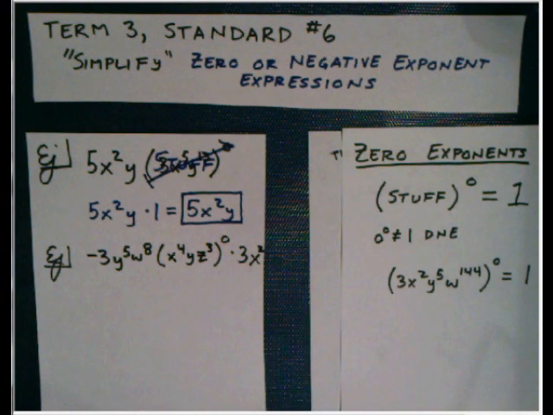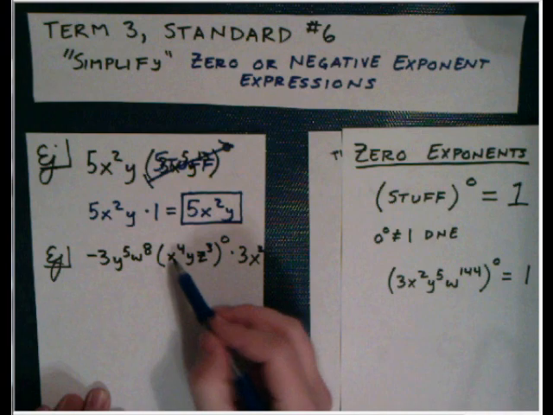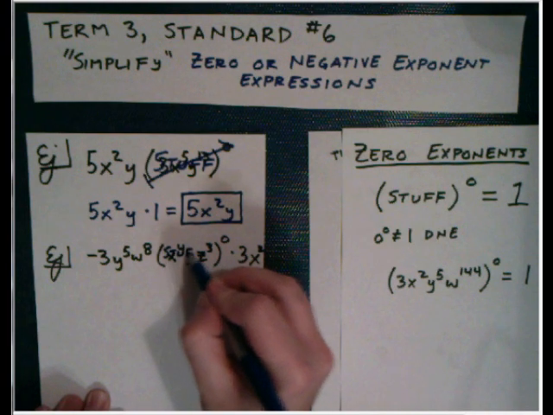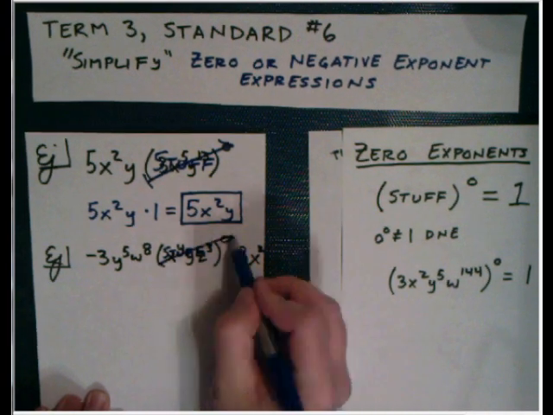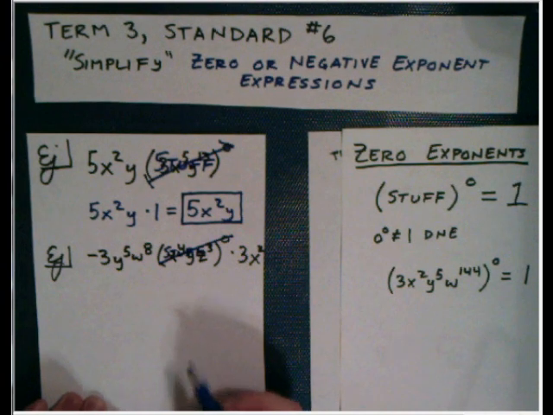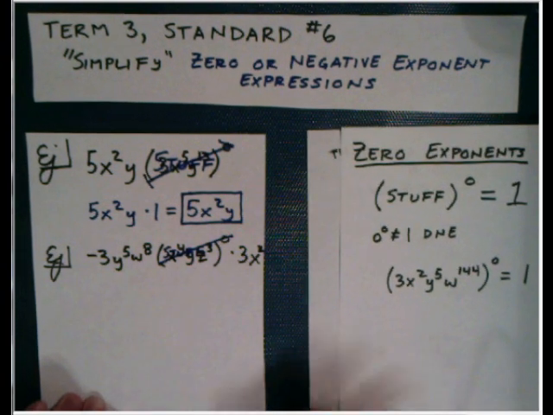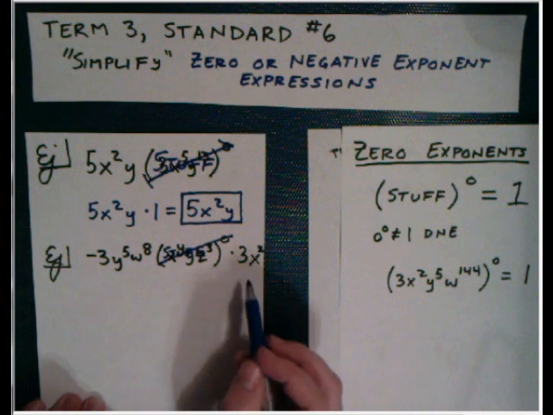Okay, so what I'm going to do here is to kind of speed up this process. I'm going to start by recognizing that this guy is just stuff being taken to the 0 power. So that's just going to go away. It's going to be equal to 1. And anything times 1 is still itself by the identity property of multiplication.